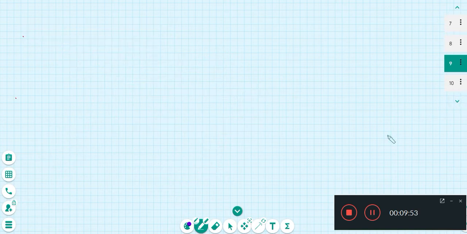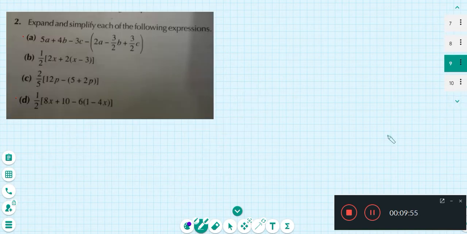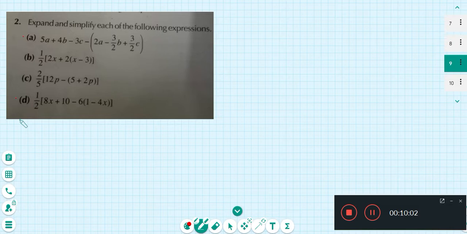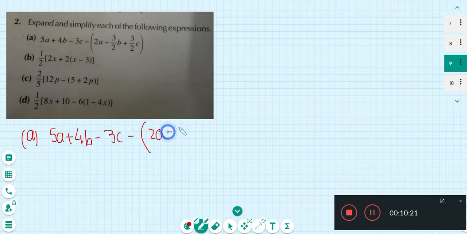Next question. Question number 2. Expand and simplify each of the following expressions. Part A. In part A we have 5a plus 4b minus 3c minus 2a. So I'm opening the bracket. First I'm writing 5a plus 4b minus 3c minus 2a minus 3 by 2b plus 3 by 2c.